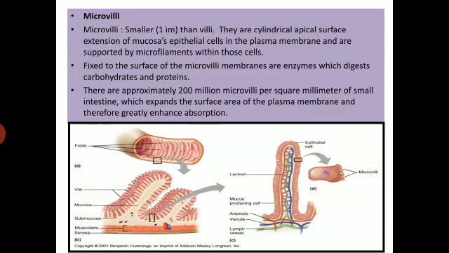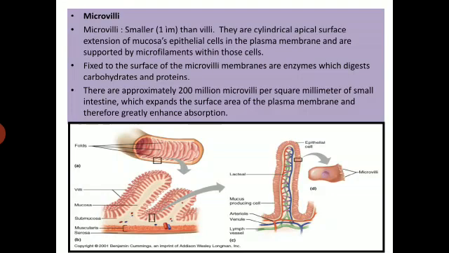They are cylindrical apical surface extensions of the plasma membrane of the mucosa's epithelial cells and are supported by microfilaments within those cells. Although their small size makes it difficult to see each microvillus, their combined microscopic appearance suggests a mass of bristles, which is termed the brush border. Fixed to the surface of the microvilli membrane are enzymes that finish digesting carbohydrates and proteins. There are an estimated 200 million microvilli per square millimeter of small intestine.